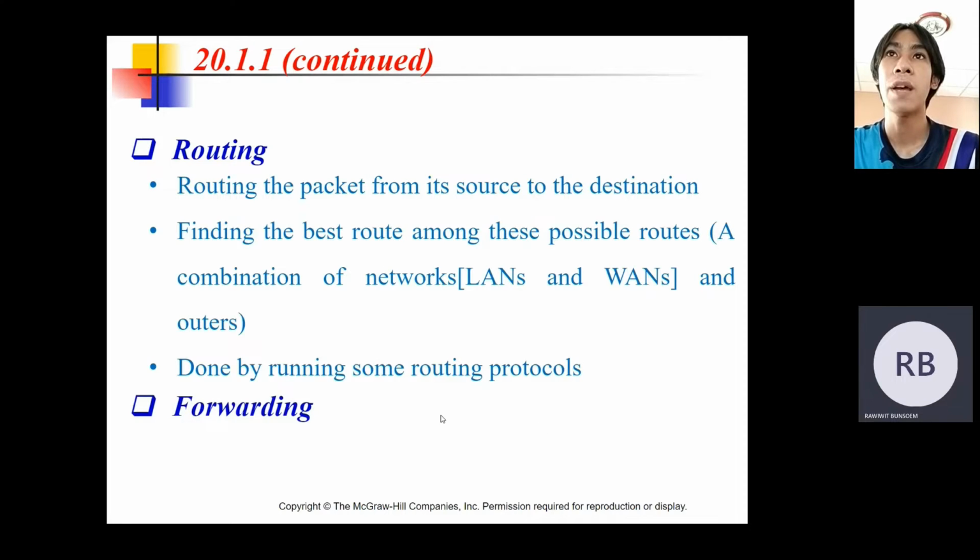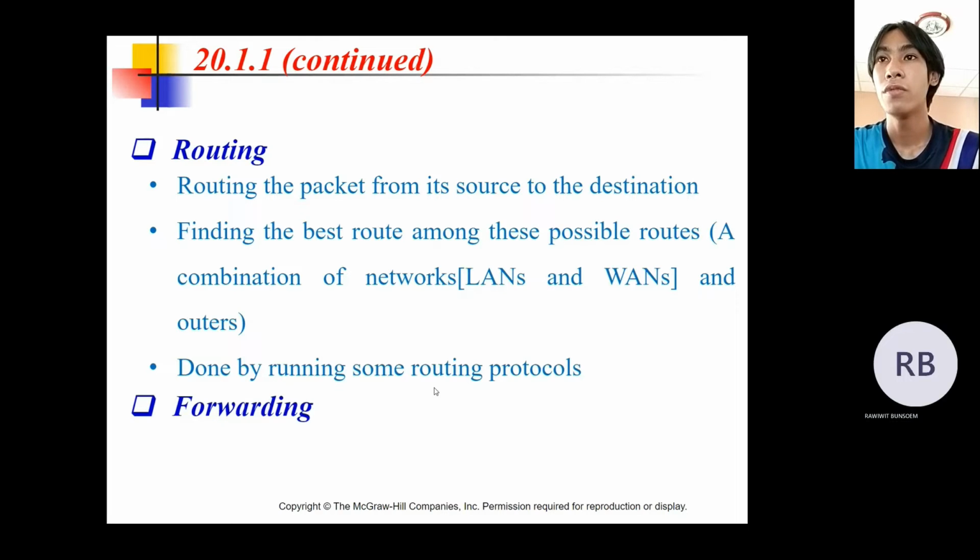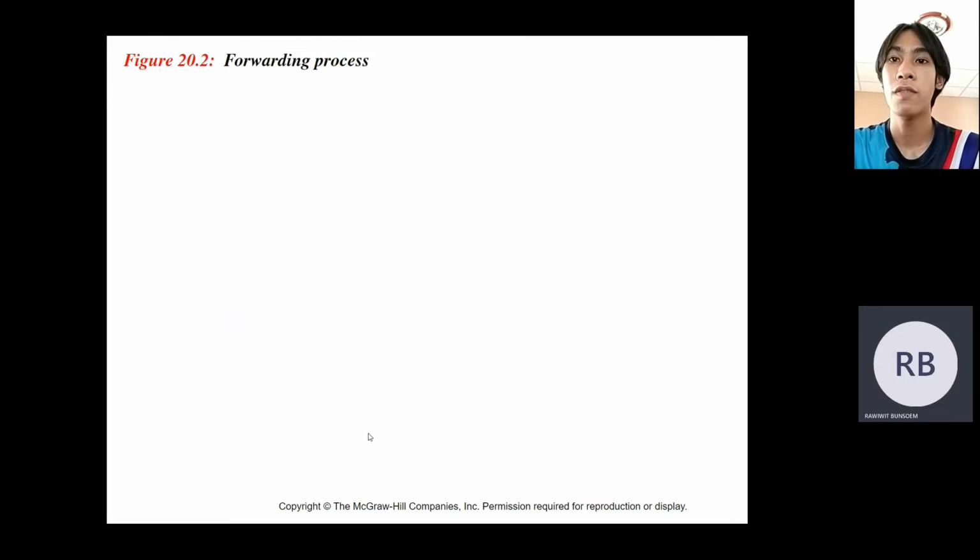Routing the packet from its source to the destination. Finding the best route among these possible routers, a combination of networks, LANs and WANs and others, done by running some routing protocol. Forwarding.